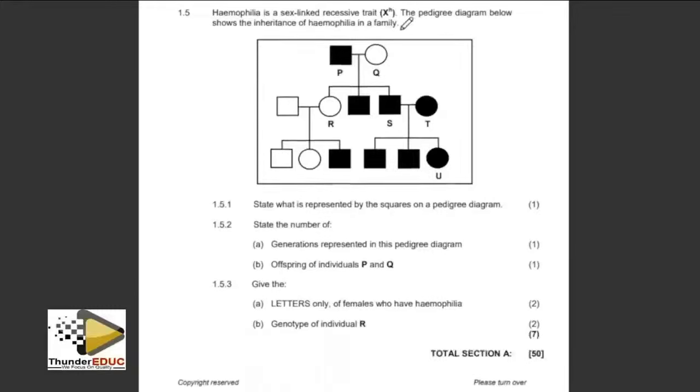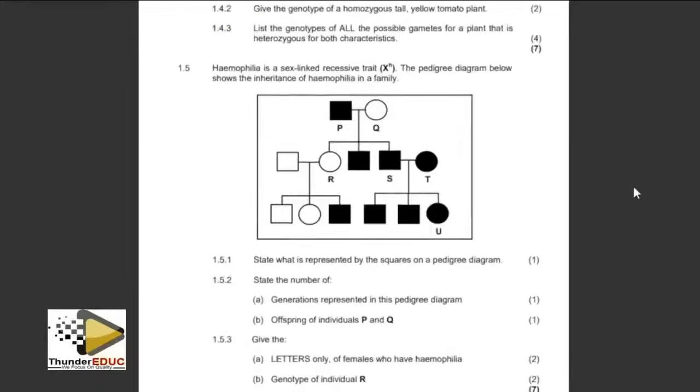They are saying hemophilia is a sex-linked trait. That statement is enough. Hemophilia is a sex-linked trait. Meaning that if it is a sex-linked trait, it means that you're going to use X and Y. Please, if they don't say it is sex-linked in the exam, don't use X and Y. You're going to get it wrong. Don't use X and Y if it is not mentioned in the question.